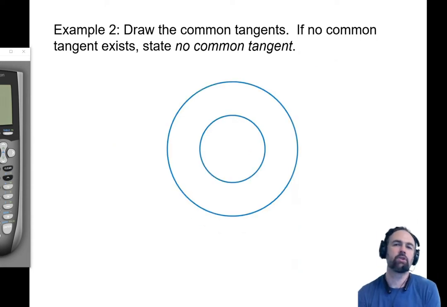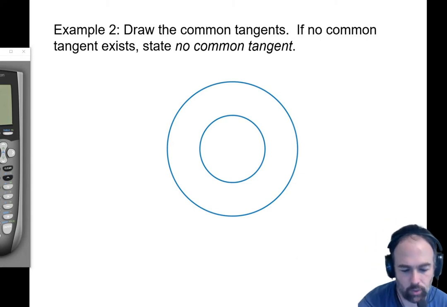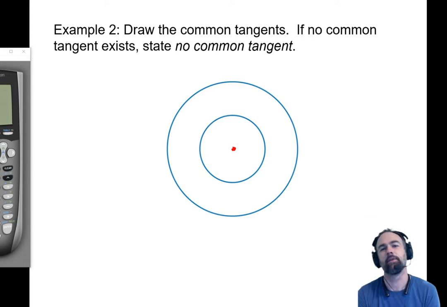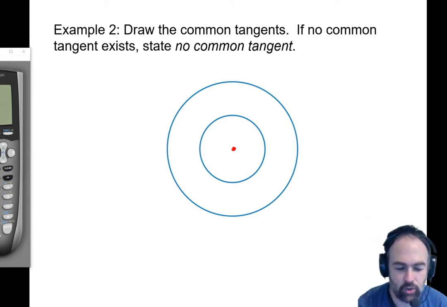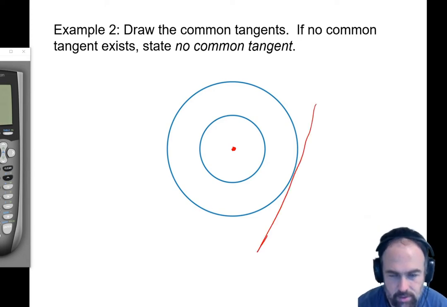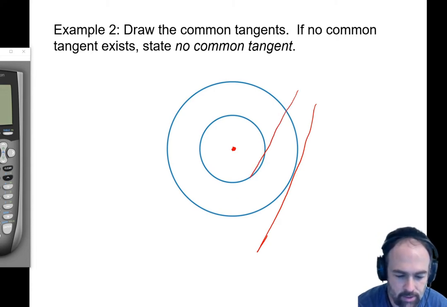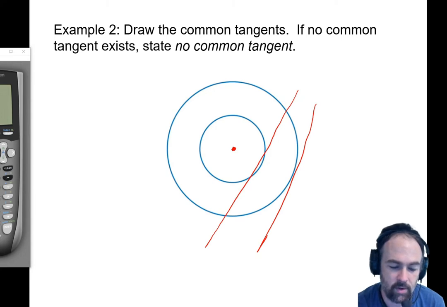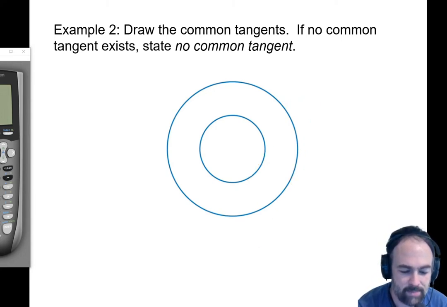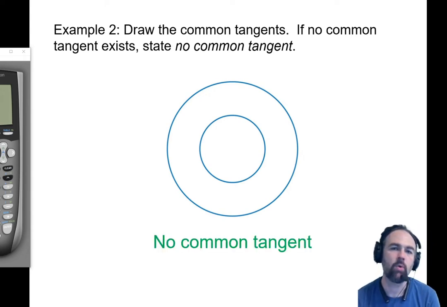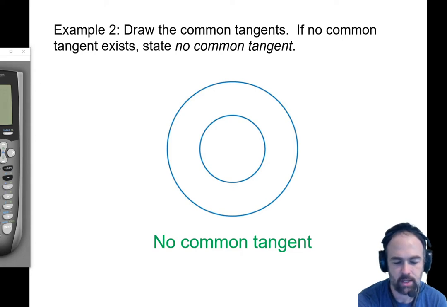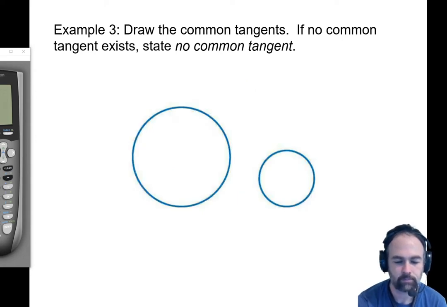On example 2, two concentric circles. Okay, concentric circles means they have the exact same center, and in this case, different radii. Now, if I try to draw a tangent to this circle, it is going to completely miss the small circle. If I try to draw a tangent to the large circle, or to the small circle, then it's going to be a secant to the large. So, in this particular case, there are no common tangent lines between those two circles. That's when you have concentric circles, no common tangents.